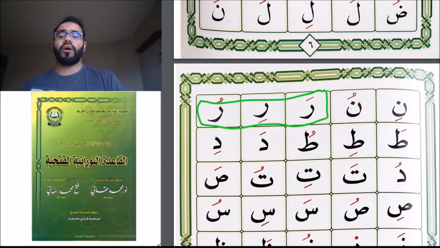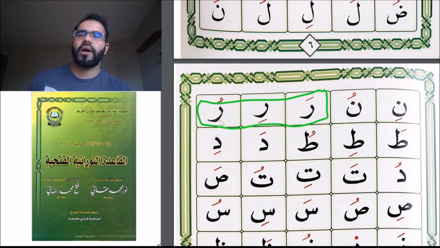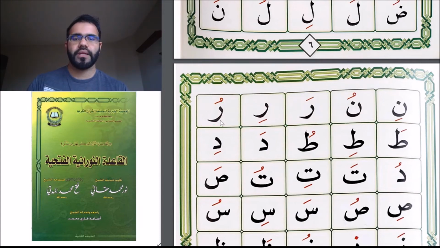Moving on to the ra with a dhamma on top of it. Again, the ra with the dhamma would then once again form a full mouth sound. So ra with a fatha is ra, full mouth. Ra with a dhamma is also full mouth, ru. With the ra with the kasra, however, it is an empty mouth sound. So make sure you emphasize that ri. Okay, it's a very, very empty mouth sound. Okie doke, let's move on.